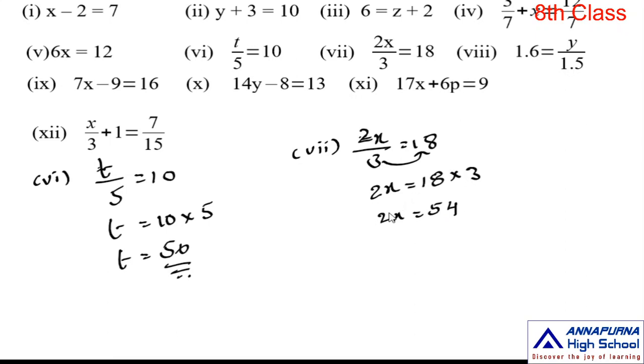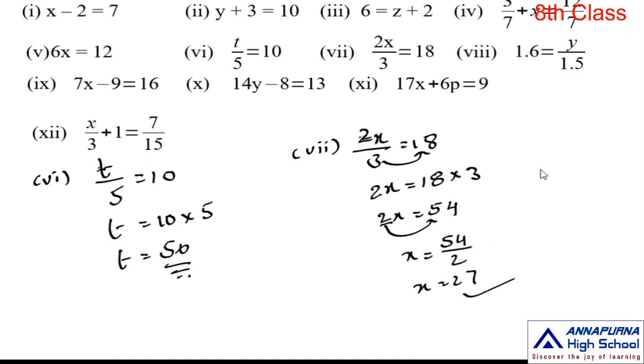54. Now transpose this 2 to the right side. Here this 2 is a factor, it's multiplied by x. So when multiplication is transposed to the right side, it changes to division. That means this factor divides the complete right side part. On the right side we have only 54 now, so this 2 divides the complete right side part. On the right side we have 54 by 2. So x is equal to 54 by 2, which is equal to 27. This is one way.